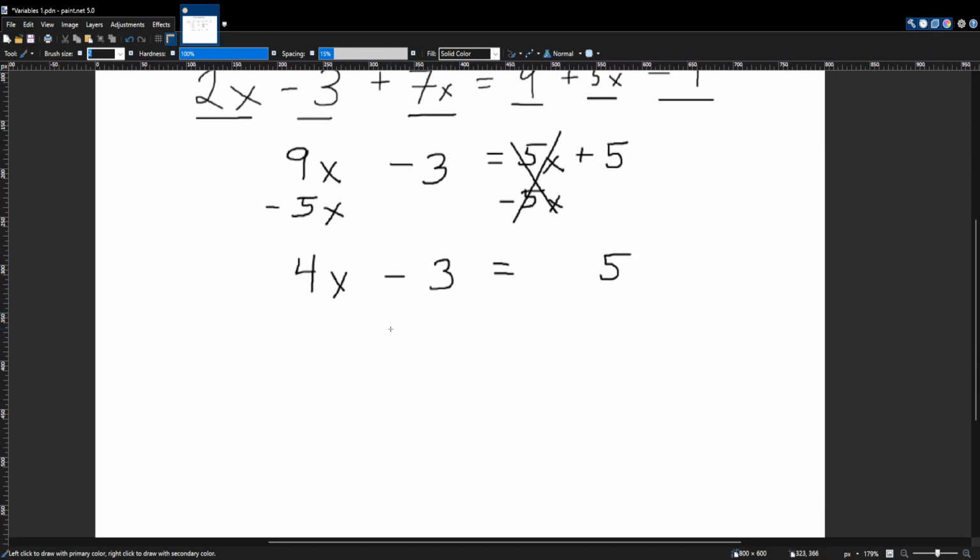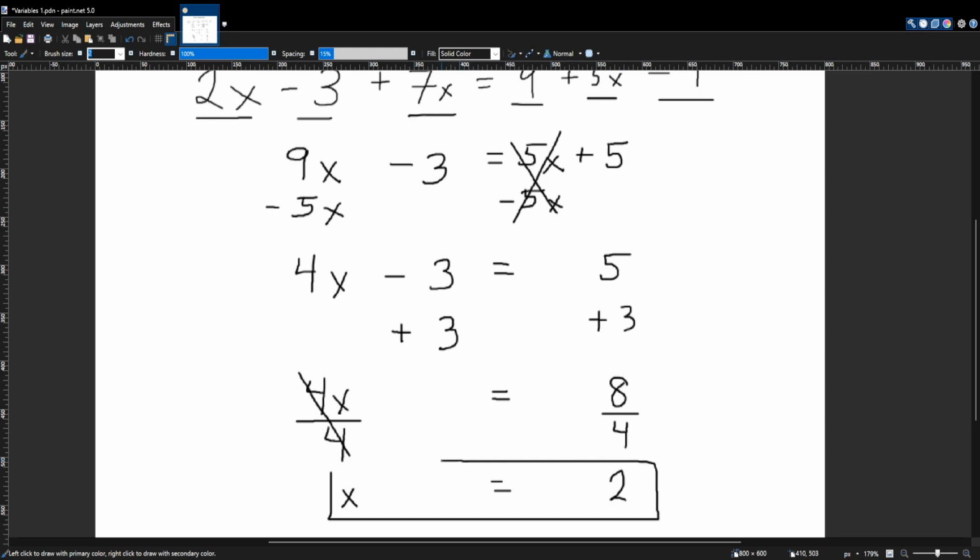Now to get rid of this subtracting 3, I need to add 3. And we'll find out what 4x is equal to before we subtracted it. And that 4x is equal to 8. Now, since there's 4 x's over here, if I want to know what one of them is equal to, I divide by the amount that I have. 4 divided by 4 is 1, and I'll be left with 1x, and 8 divided by 4 is 2, and therefore x is equal to 2.